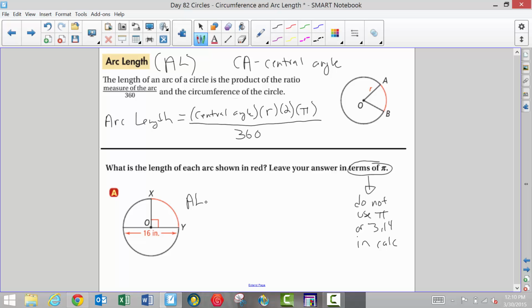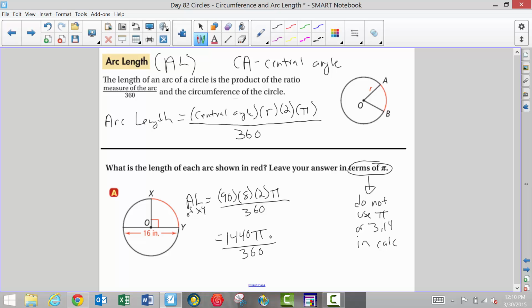So my arc length is going to equal my central angle to the arc, which is 90, times the radius. Well, the diameter is 16, so my radius is 8, times 2 times pi all over 360. So the arc length of XY is going to equal 90 times 2 times 8, which is 1440. So I have 1440 pi over 360.